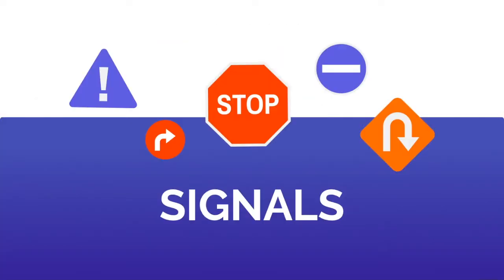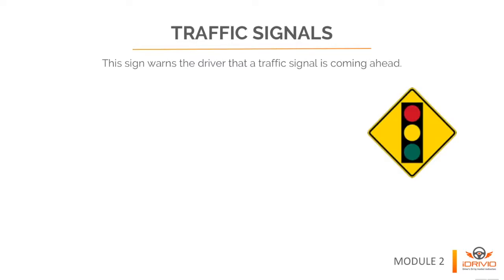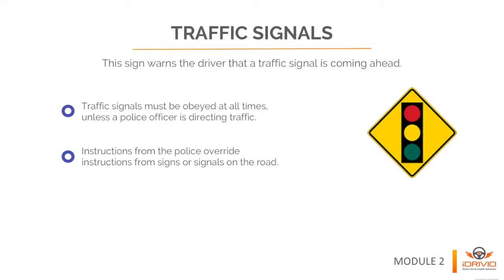Signals. Traffic signals. This sign warns the driver that a traffic signal is coming ahead. Traffic signals must be obeyed at all times unless a police officer is directing traffic. Instructions from the police override instructions from signs or signals on the road.